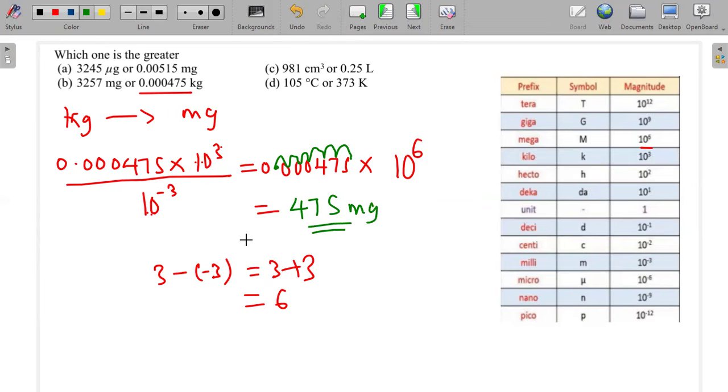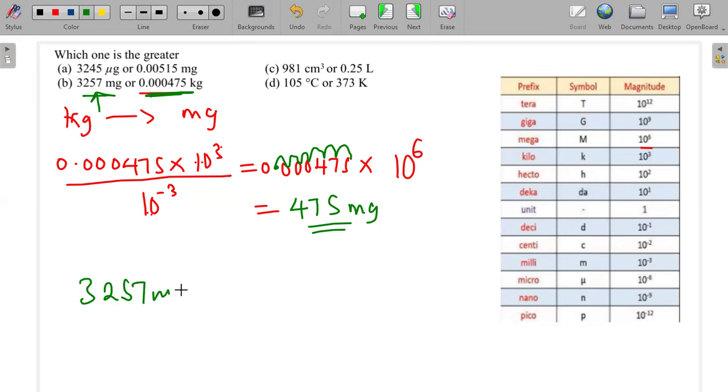Milligrams. Okay, so now which one is bigger? Between this one that we've converted to milligrams, which has given us 475 milligrams, and this one, we see that this one is bigger. So we're going to say the greater one is 3257 milligrams. This is the one which is greater. All right, so that's how we can simply do that. Any questions there, guys? Okay, we'll move to C.